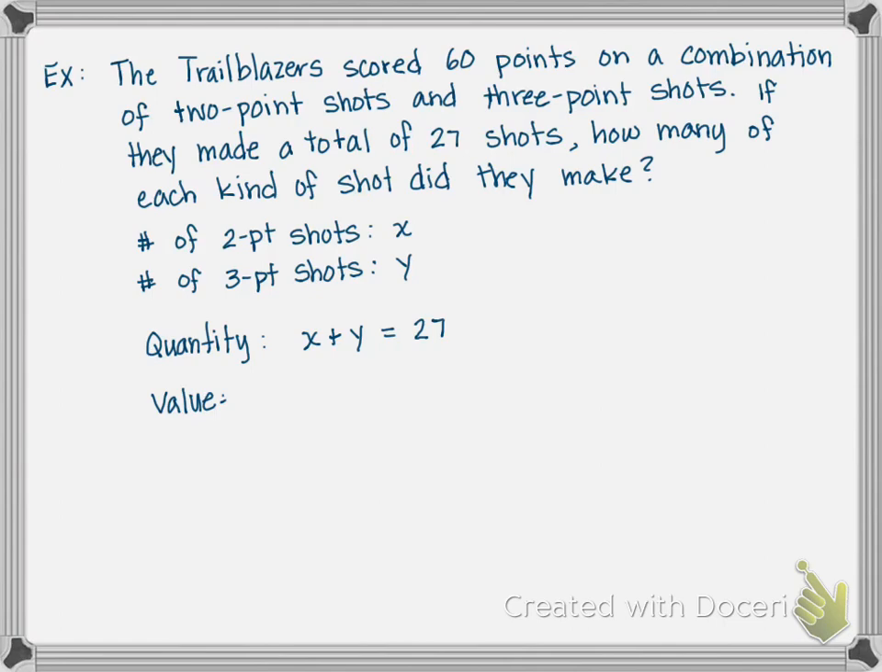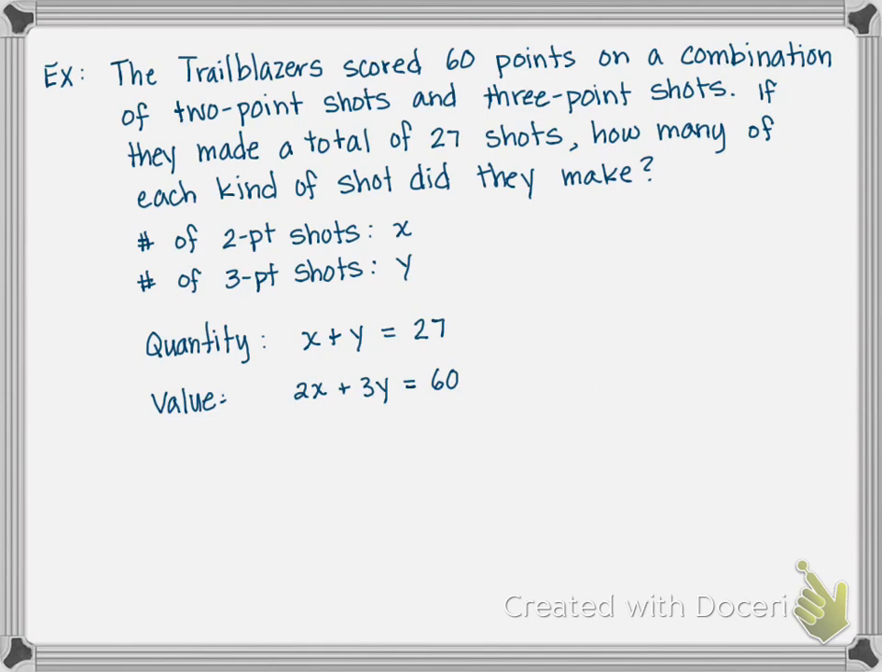And then for my value equation, I'm talking about how many points were scored. So I have to think about, if I make X 2-point shots, how many points that gets me. Well, I get 2 points per shot, so I'll multiply that by the number of that type of shot. And so that's how many points I get off of my 2-point shots. And then 3y is the number of points I get off my 3-point shots, and that has to total my 60 points.